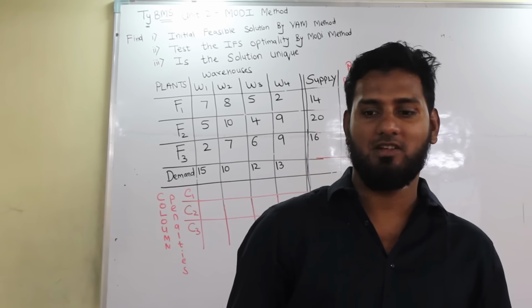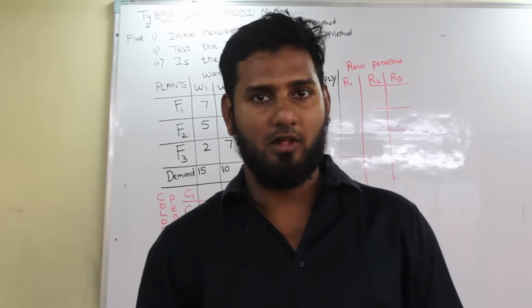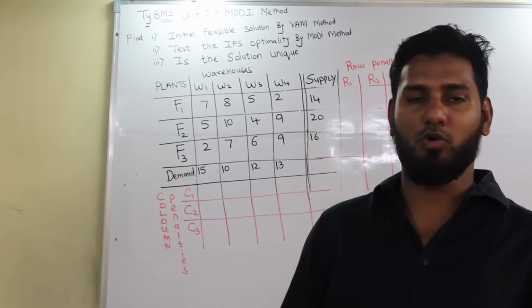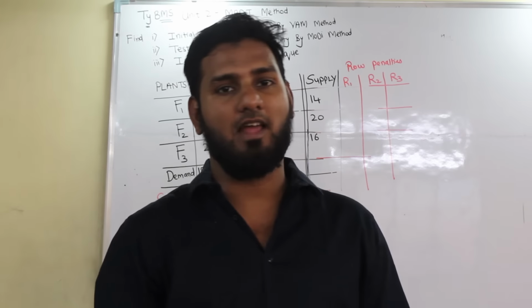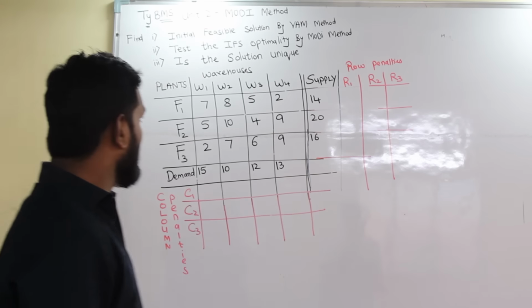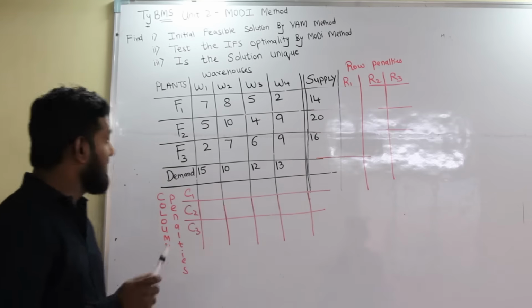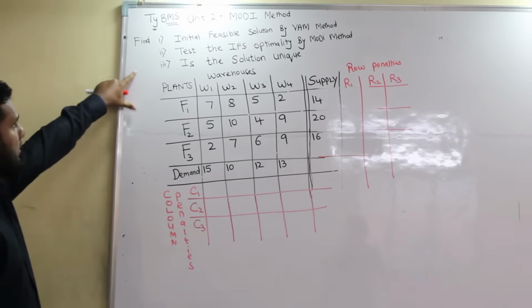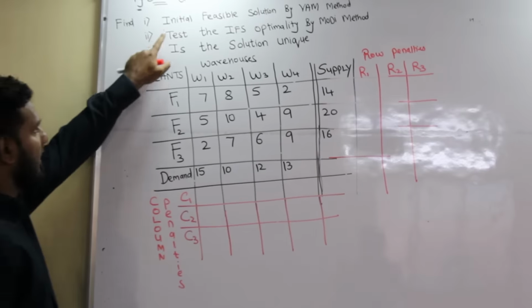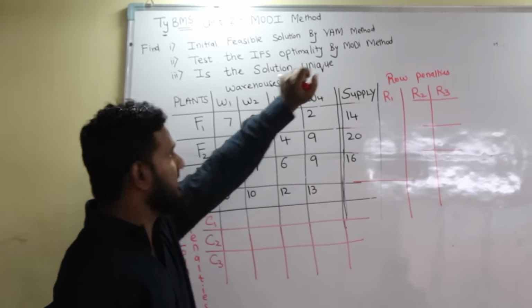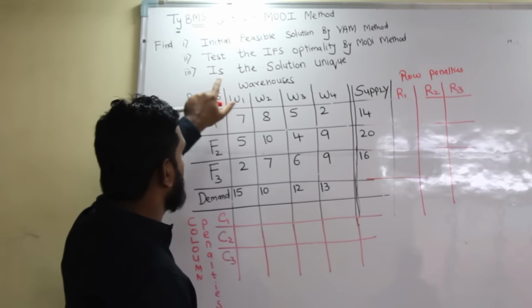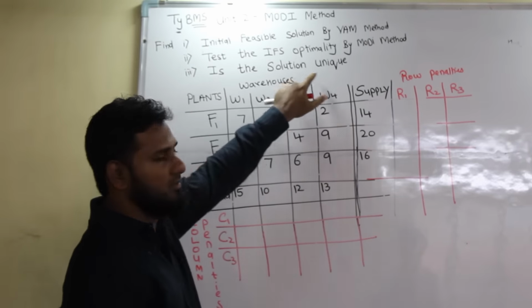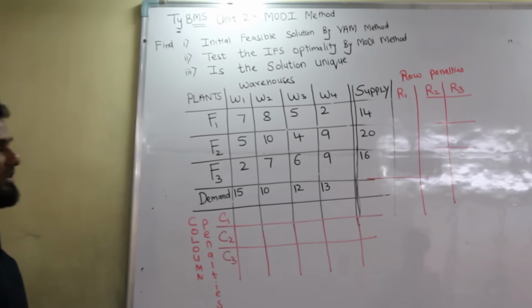Today we are going to learn a topic called Modi method for TYBMS students and for MBA students. So let us find out what is Modi method and what are VAM method and what is Northwest Corner method and LCM method. So today first we will start with VAM method. In this, the question is given over here where you need to find the initial feasible solution by VAM method, you need to find the optimality by Modi method, and you need to find whether the solution is unique or not. So we will first start with the VAM method.